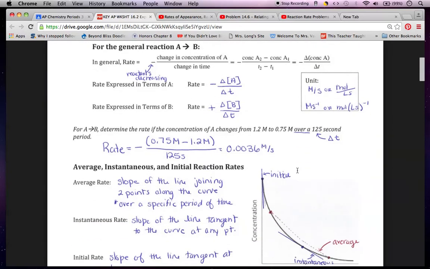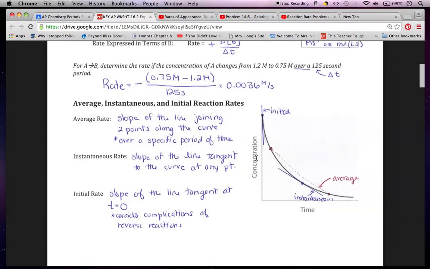So in general, if we have that reaction of A to B, determine the rate if the concentration of A changes from 1.2 to 0.75 over a 125 second period, which would be our delta T. Just remember it's going to be the final concentration minus the initial concentration, which will make sense now why we have to plug in that negative out there, because you're going to decrease the concentration, which then gives us overall this positive rate of 0.0036 molar per second.